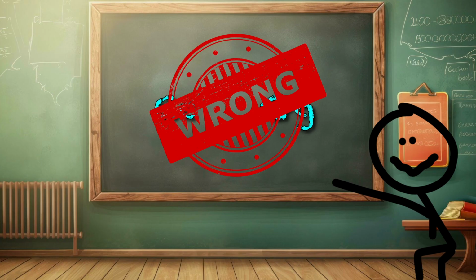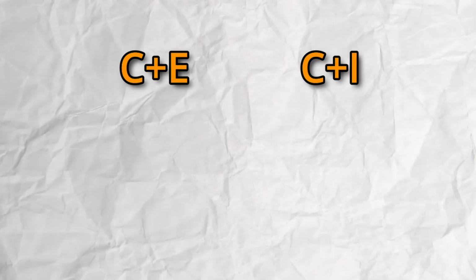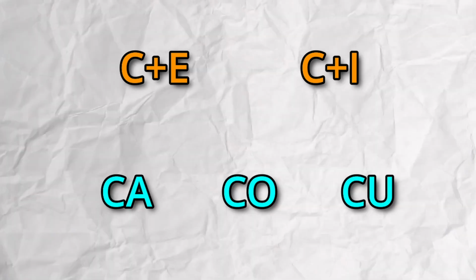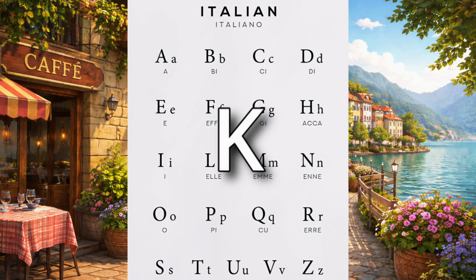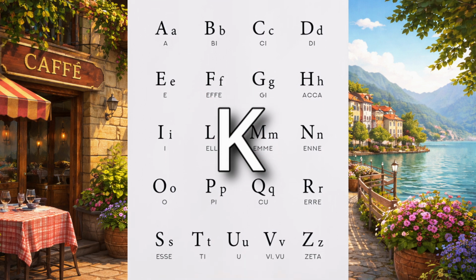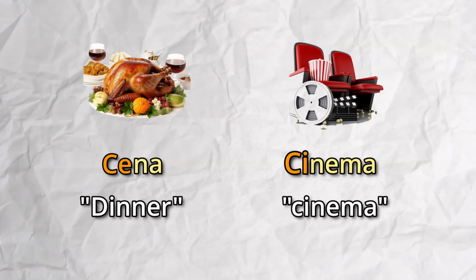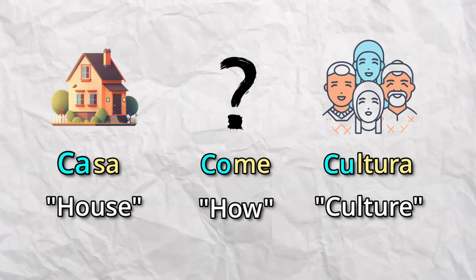Now come on, there's nothing wrong with these letters, but they like to change once or twice. Let's take C for example. If we pair it with E or I, we would pronounce it che or chi, but with any other vowel, it magically becomes a hard K. Now I don't know if you noticed, but in Italian we don't have the letter K. That's because Italians don't sympathize with it. That's why C takes its place. So for example, these would sound cena and cinema, and these three would sound casa, come, and cultura.